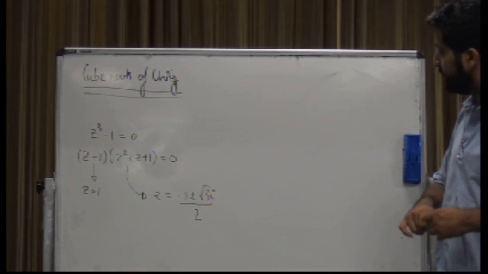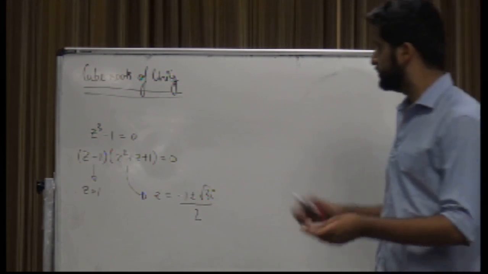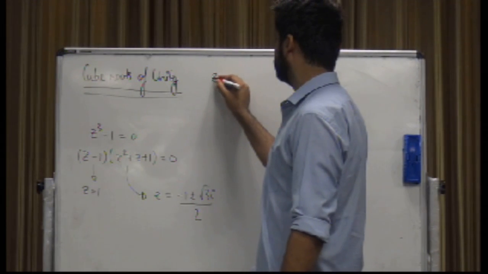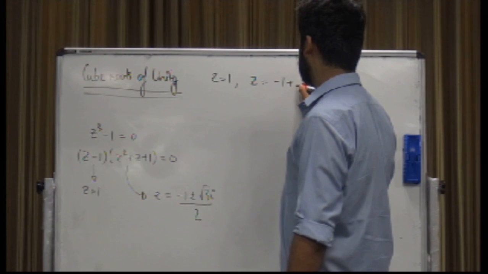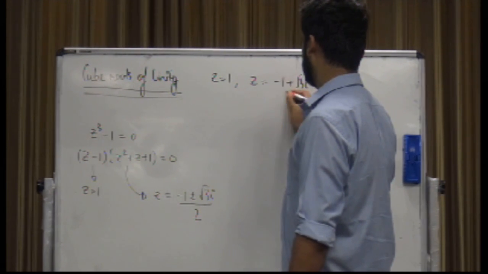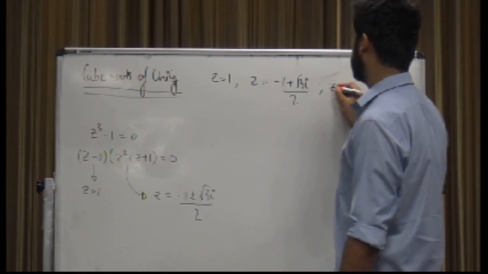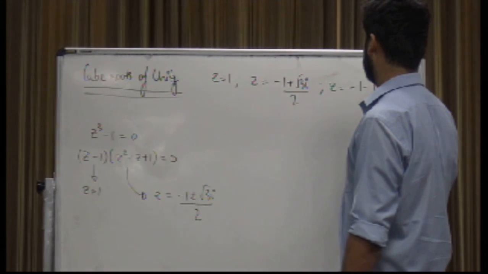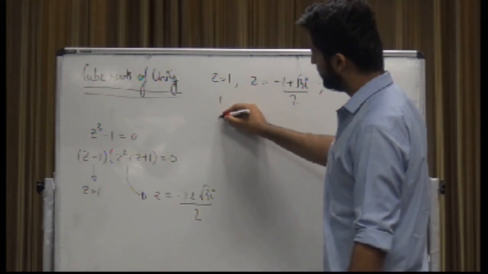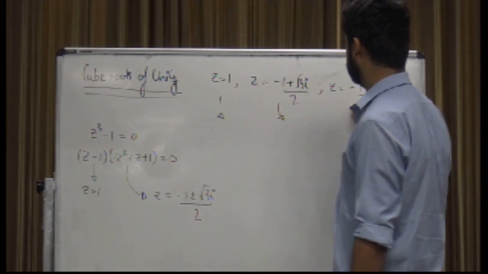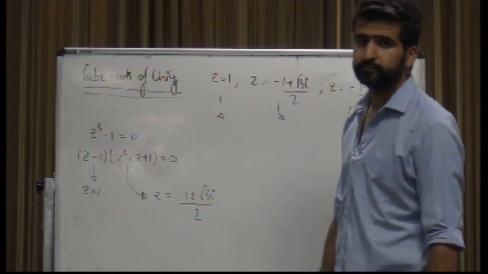So can you write these two roots? So first root is z is equal to 1. Second one is z is equal to minus 1 plus root 3 iota by 2 and the third one is z is equal to minus 1 minus root 3 iota by 2. Can you write all these three in Euler's form? Try all three of them.